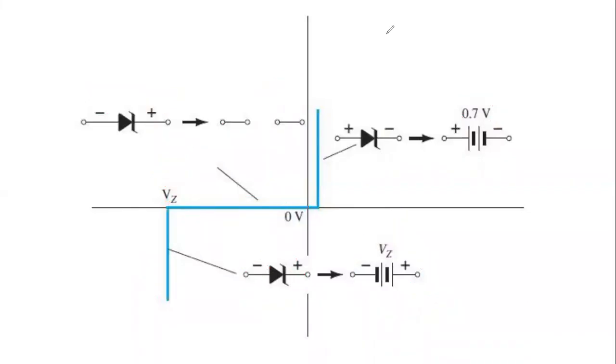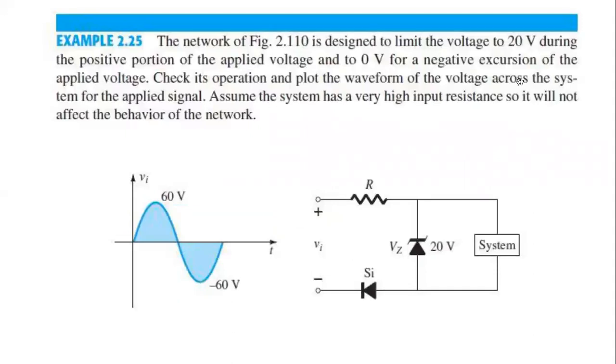In the forward bias, there is no change. In the reverse bias, when it has not reached the Zener voltage VZ, it will be an open circuit, same as before. But when it reaches the Zener voltage, it will become a voltage source. Okay, so we can have an example. Then it will help us to understand much more properly.